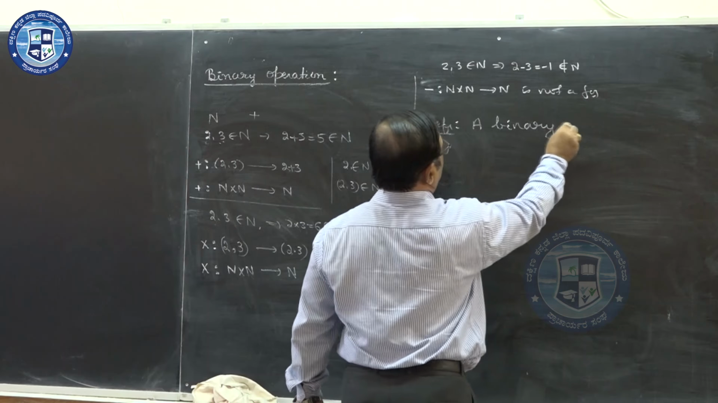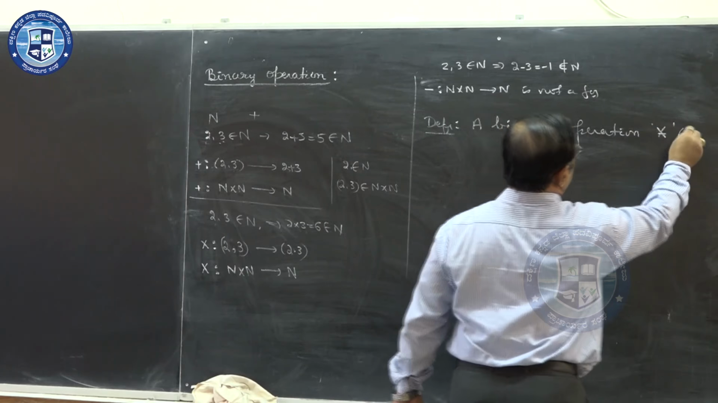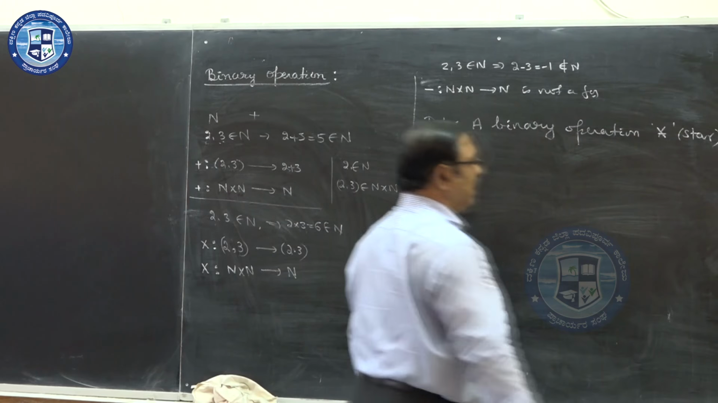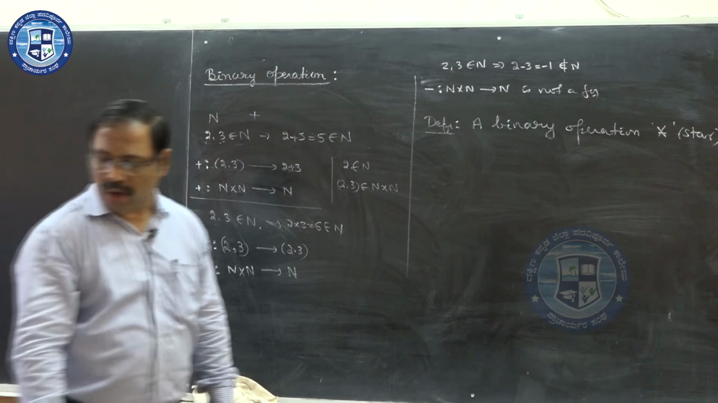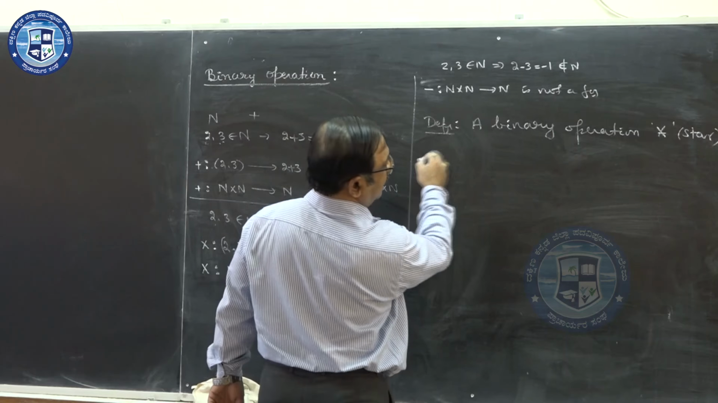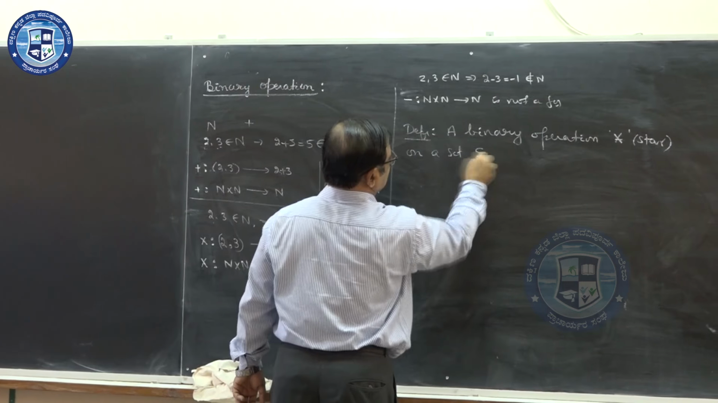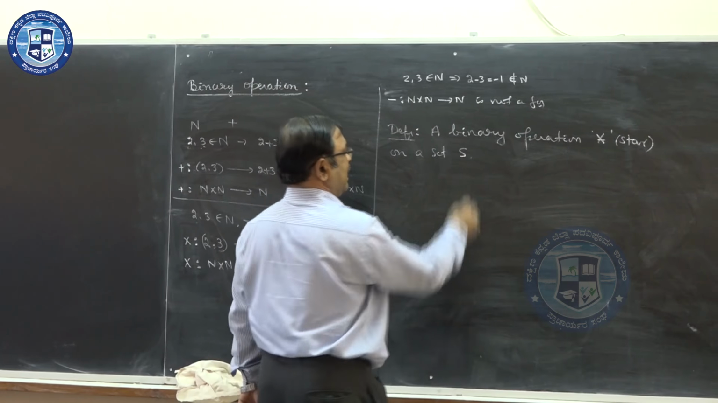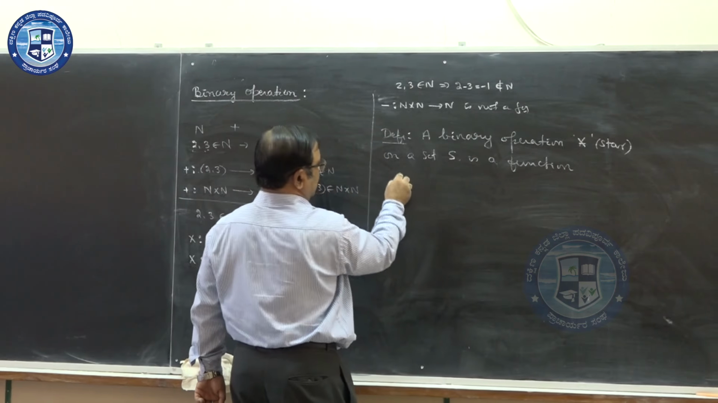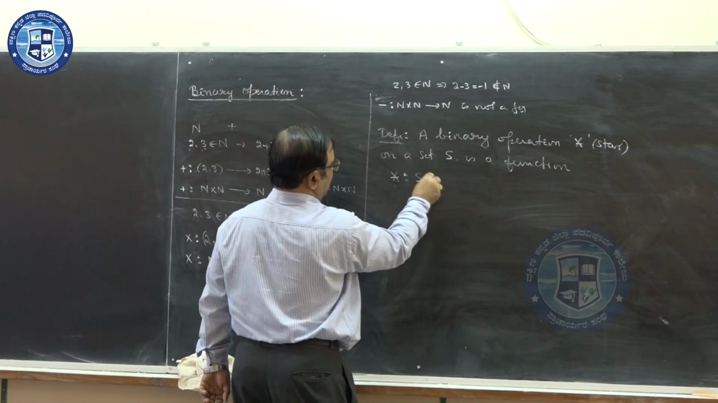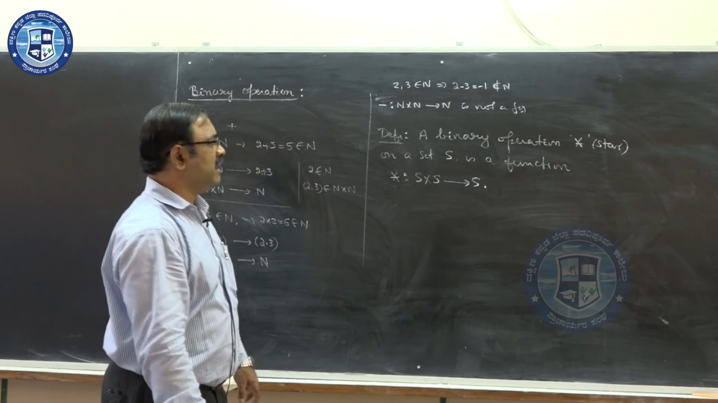A binary operation is generally written as a star. A binary operation star on a set S is a function star from S cross S to S. So, this is the definition.